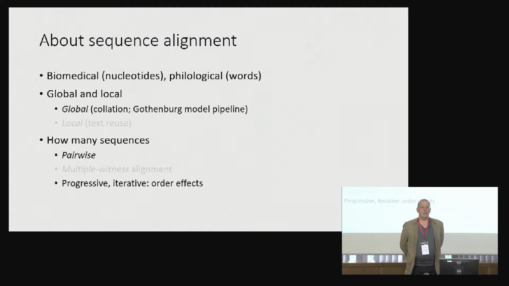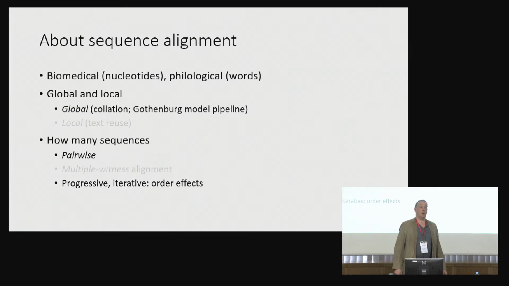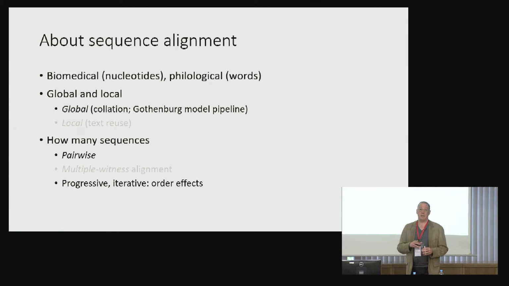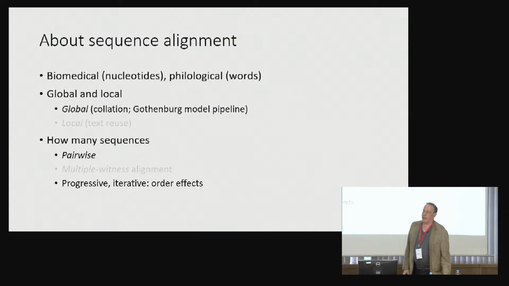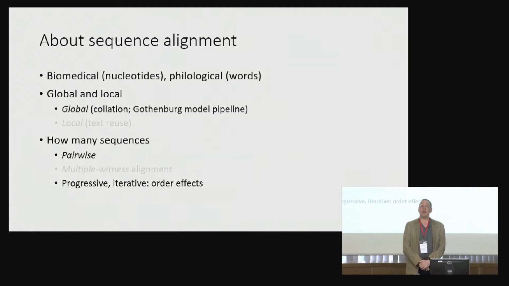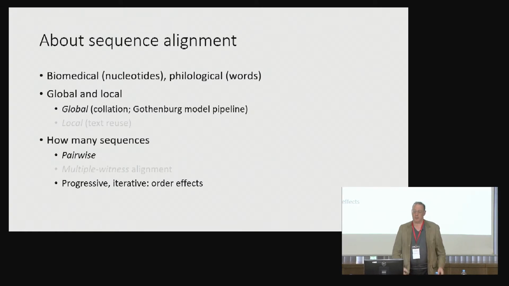Sequence alignment is often divided into two types, global alignment and local alignment. What's meant by global alignment is the alignment of entire objects, in my case, entire manuscript witnesses. What's meant by local alignment is finding moments of alignment within these larger texts. And a common philological context for local alignment would be text reuse. That is to say, in one text, finding moments where the author might cite another text. And when you do local alignment, it's without regard to global alignment. So they're really different types of tasks.